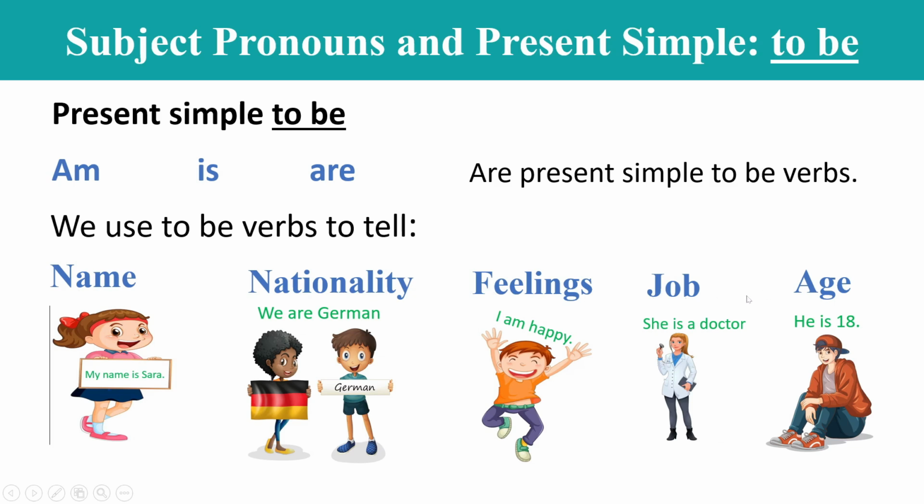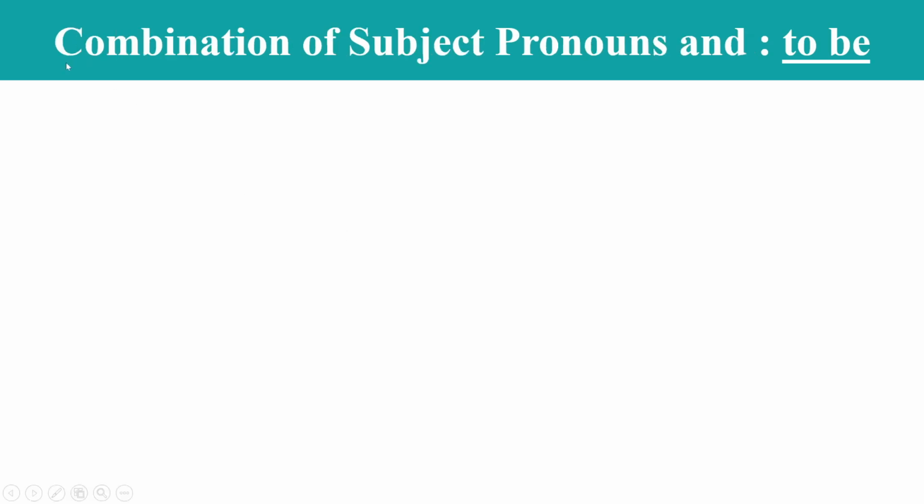Okay, let's continue the lesson and learn the combination of subject pronouns and to be verbs to make sentences. Actually, in this part, you're going to learn how to make sentences with subject pronouns and to be verbs. So first, let's have a look at this structure. In this structure, you see subject plus to be. It means to make a sentence, first you write a subject pronoun and then the proper to be verb.